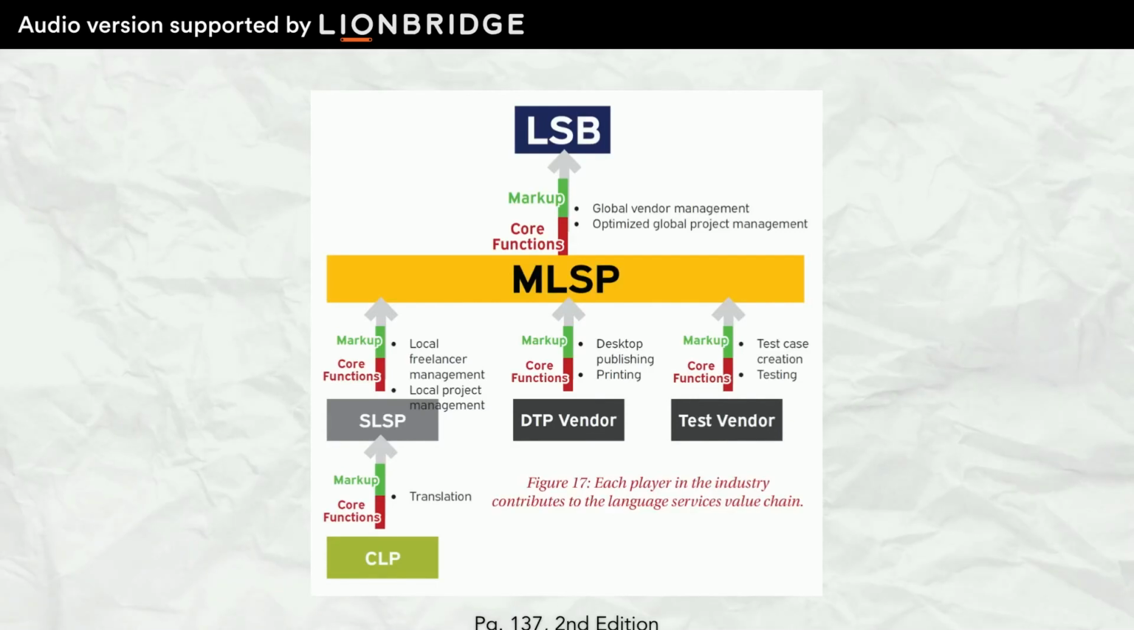There seems to be a very long distance between the actual buyers of language services at the top and the translators or CLPs at the bottom. Why are there so many steps, so many different companies between the buyer and the producers? We hope that by the end of the book, the answer to this question becomes abundantly clear. Each player in the language services value chain provides value-add services through their core function and marks up their services appropriately to add more value to the process.